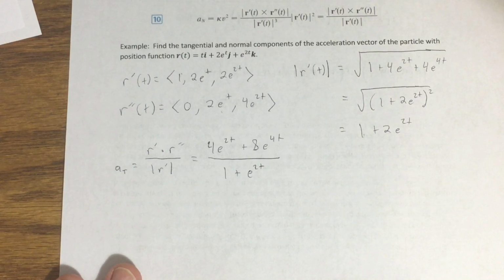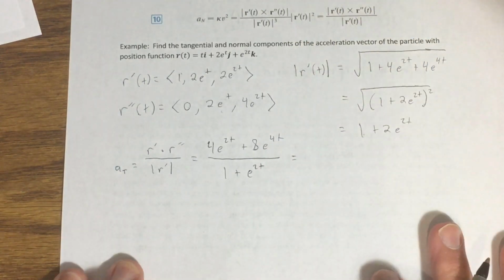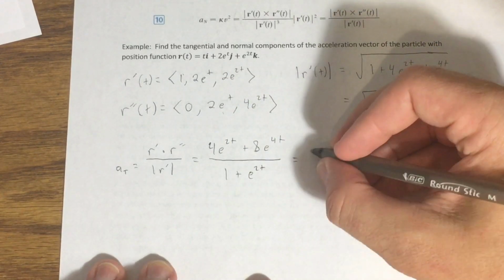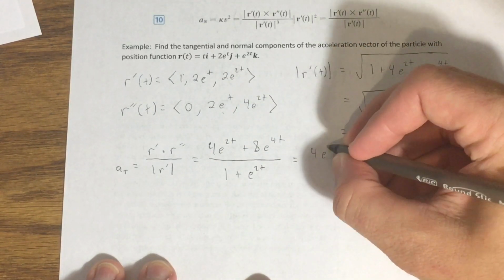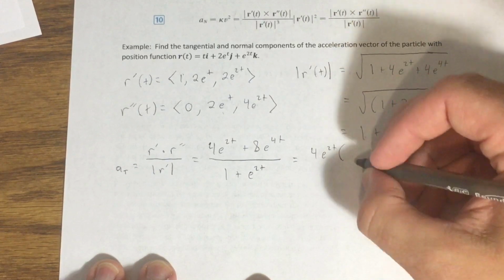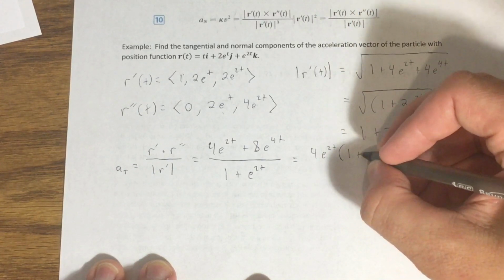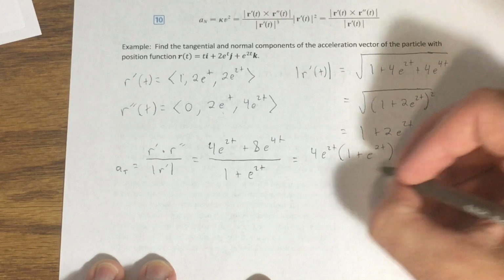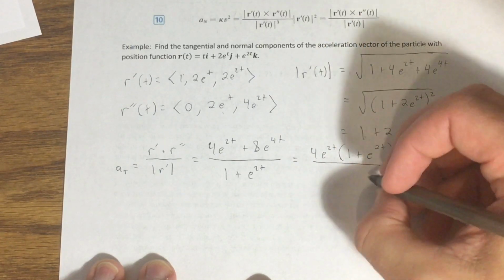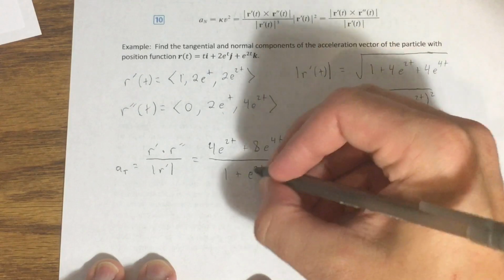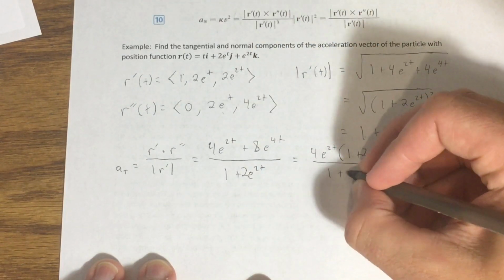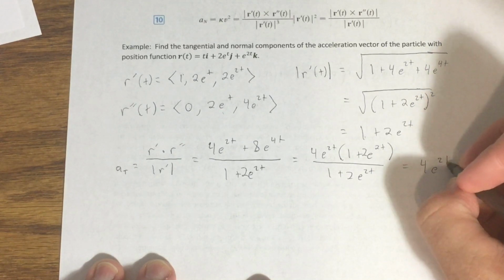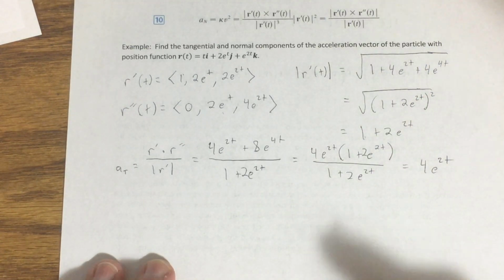Okay, this would be equal to, if I factored, for example, a 4e to the 2t out, e to the 2t times 1 plus 2e to the 2t, over, or sorry, there should be a 2 there, missing my 2 there, 1 plus 2e to the 2t, which should equal 4e to the 2t for my tangential component.